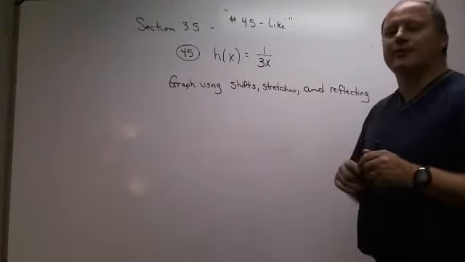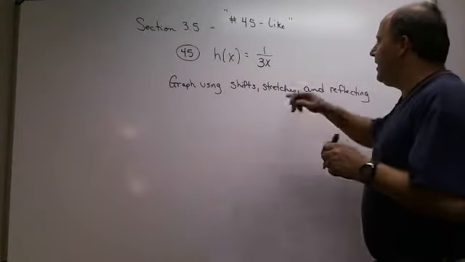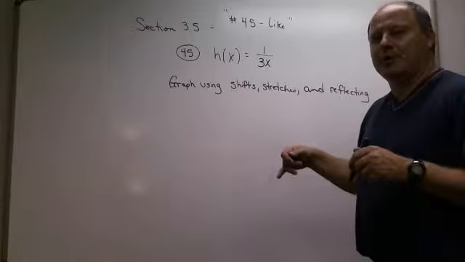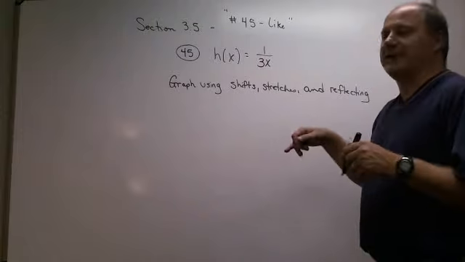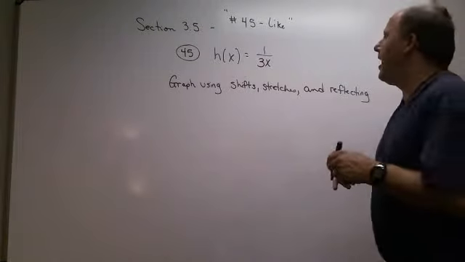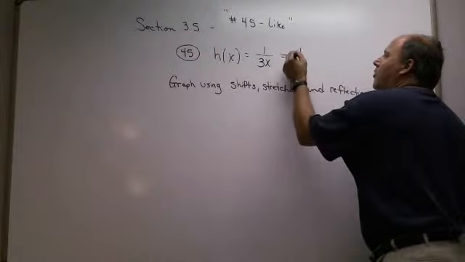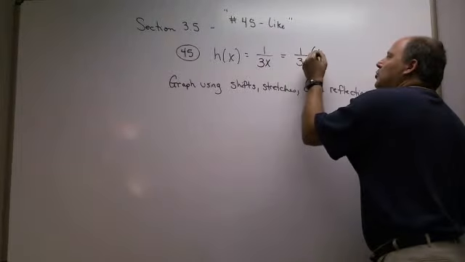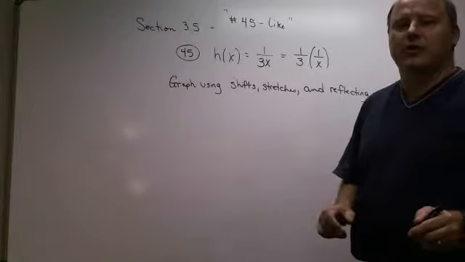But h of x equals 1 over 3x. Now, we can do this a couple of ways, and I want to do it using what I call a vertical stretch. Actually, it's going to be a compression. But I'm going to do that by doing this. It's going to be 1 over 3 times 1 over x. The problem is you got to know what the function of 1 over x looks like.